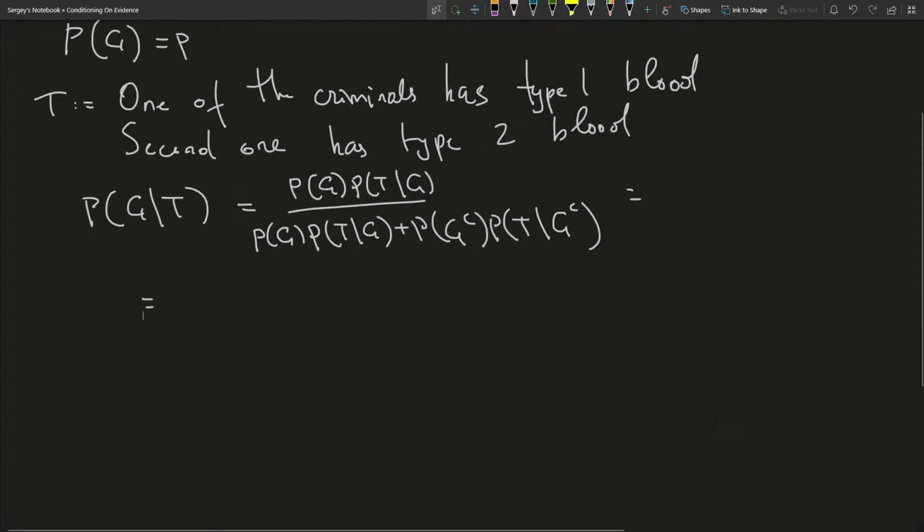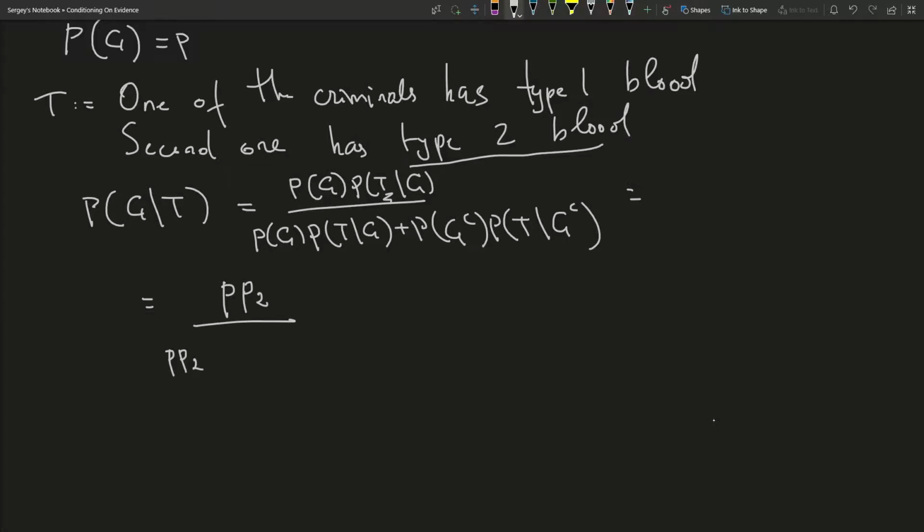Okay, so the prior probability of guilt is P. Now, given that our suspect is guilty, what's the probability that one of the criminals has type 1 blood and the second one has type 2 blood? Well, if our suspect is guilty and our suspect has blood type 1, then the probability of T just boils down to the probability that the second criminal has blood type 2. And the probability of that is P2. So over P times P2 plus the probability of our suspect not being guilty, which is 1 minus P.